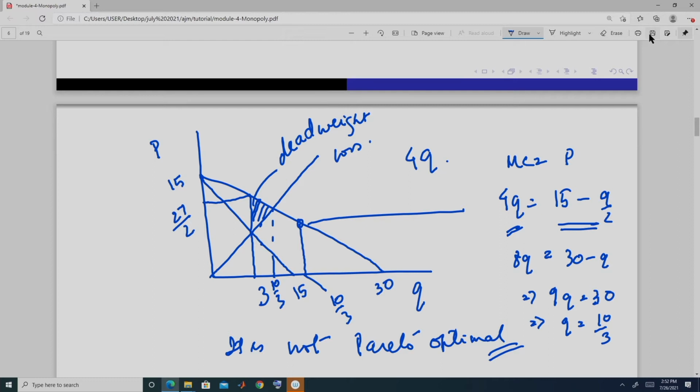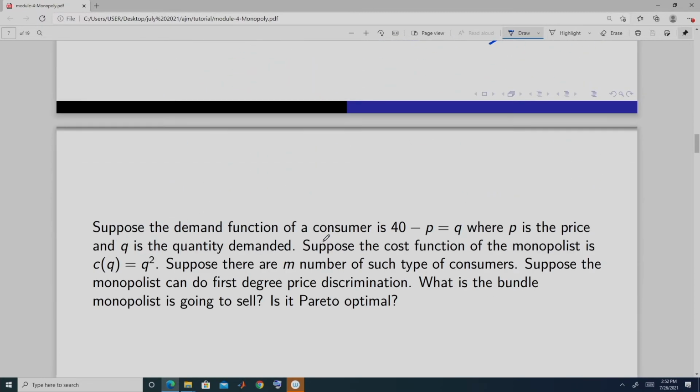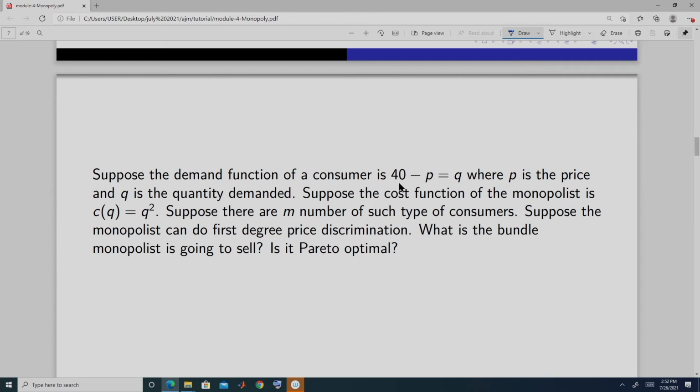Now, let us solve another problem. Suppose the demand function of a consumer is this, it is downward sloping. Here P is the price and Q is the quantity demanded. And suppose the cost function of the monopolist is this. And suppose there are m number of such consumers. And suppose the monopolist can do first degree price discrimination. First degree price discrimination means that it can charge different prices for each unit of good and it can charge different prices to each person.